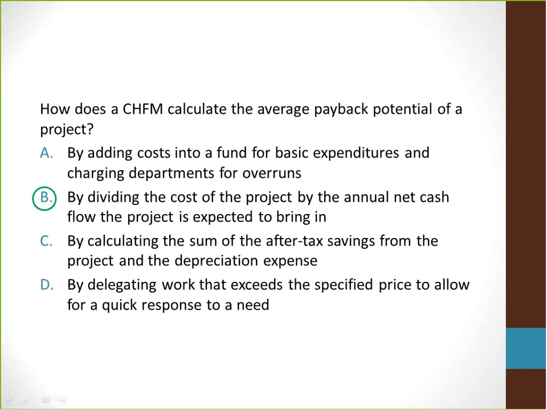The average payback potential is calculated by dividing the cost of the project by the annual net cash flow the project is expected to bring in. If the number of years calculated is equal to or less than a predetermined time period, the project is acceptable. Adding costs into a fund for basic expenditures and charging departments for overruns refers to chargebacks. Calculating the sum of the after-tax savings from the project and the depreciation expense is done to determine the actual payback potential. And delegating work that exceeds the specified price is done using a job order contract.